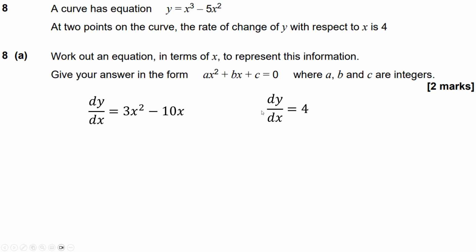Okay, now because these two match up, you can just set them equal to each other, and then just take away, so you get it in this form that they want, and that's 2 marks.